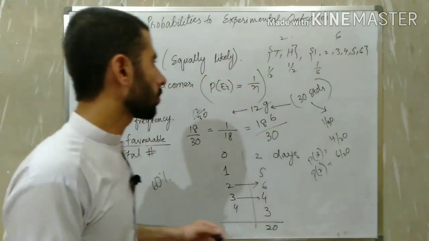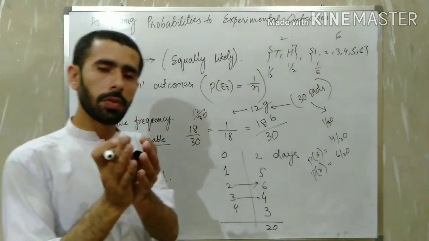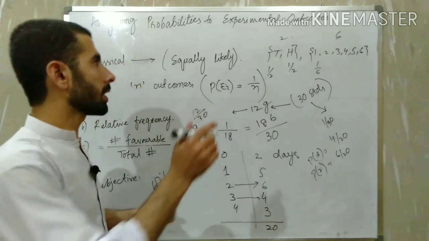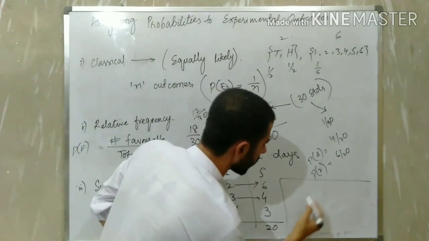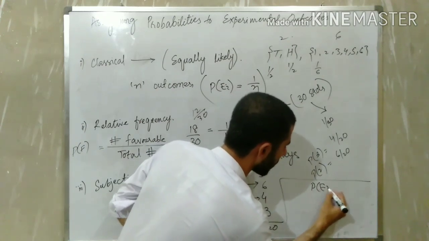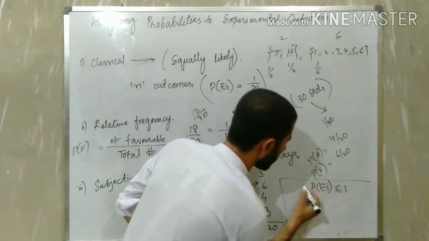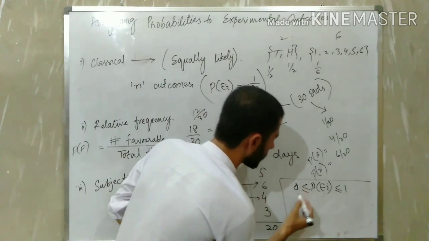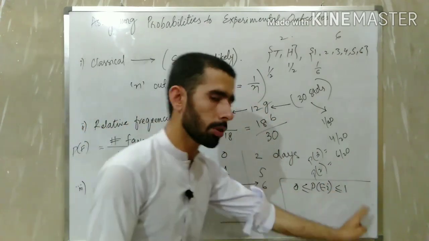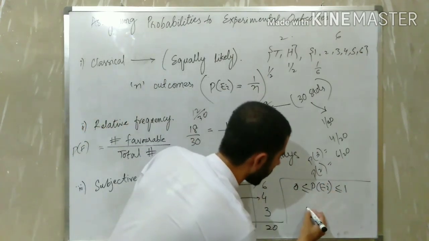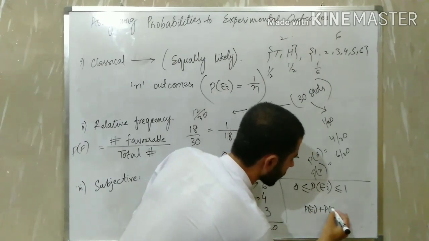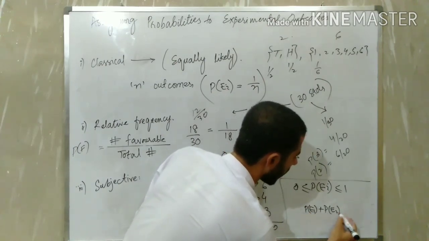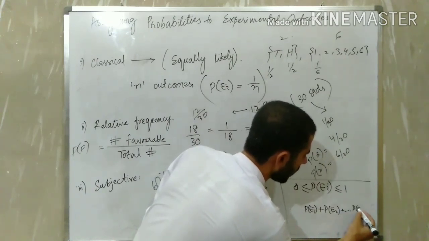So the first requirement was that your probability must always be between 0 and 1. For every possible outcome, your probability must be between 0 and 1 inclusive. It should not be less than 0, and it should not be greater than 1. And the second was that the sum of probabilities for all the outcomes must always be 1.